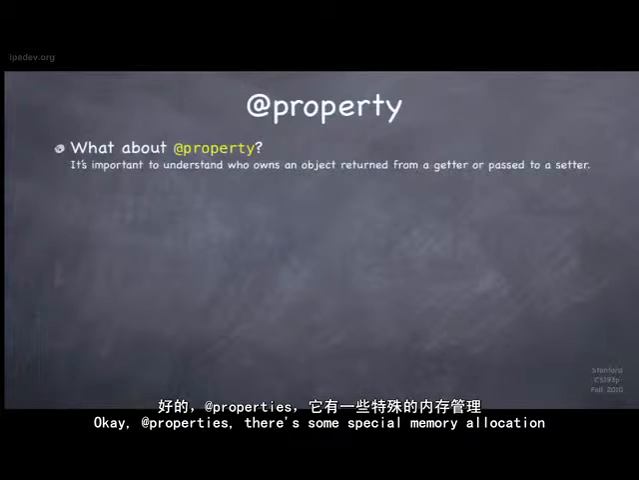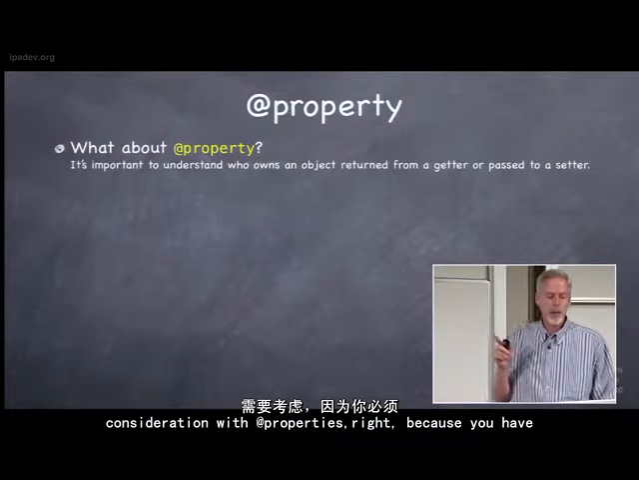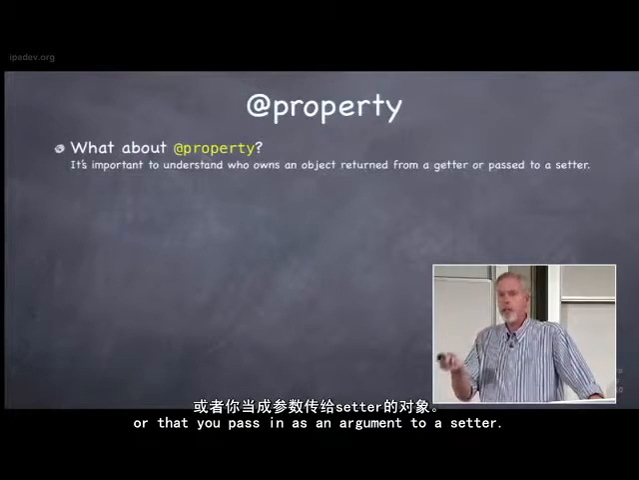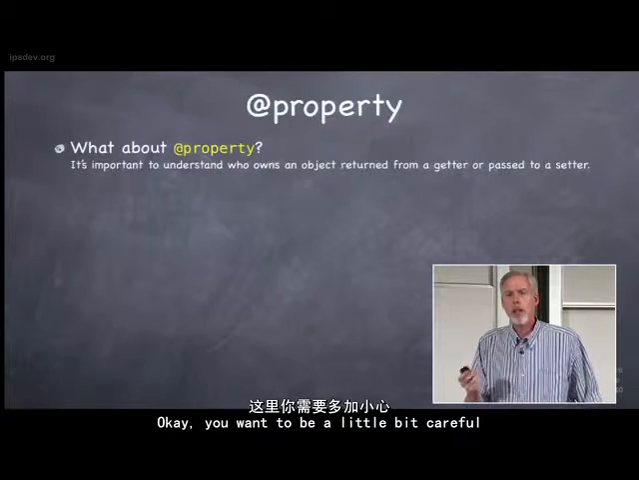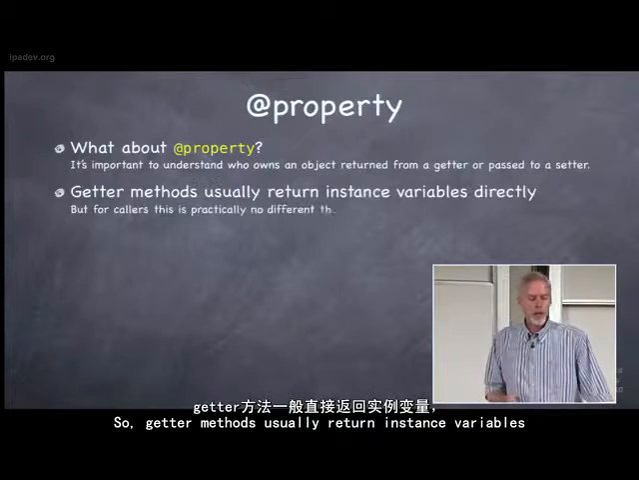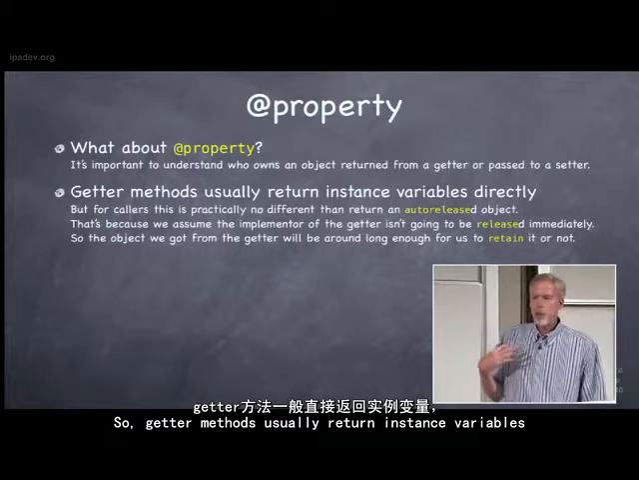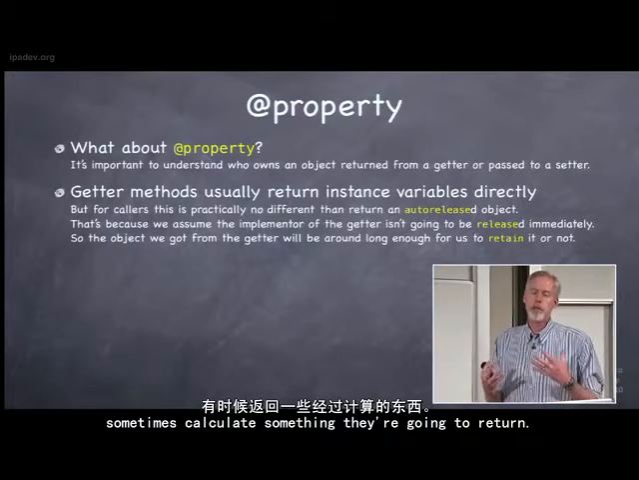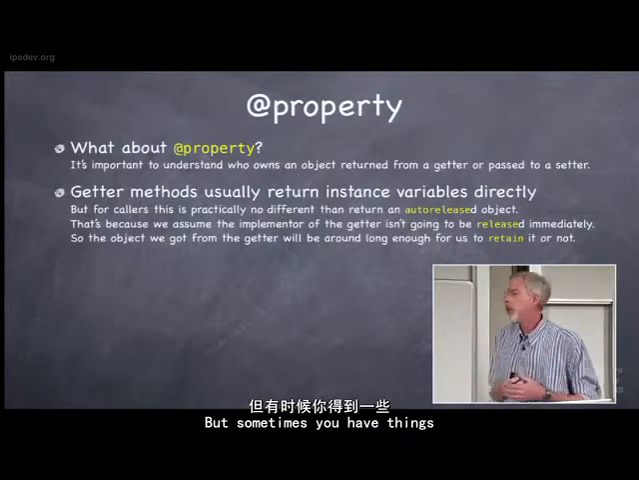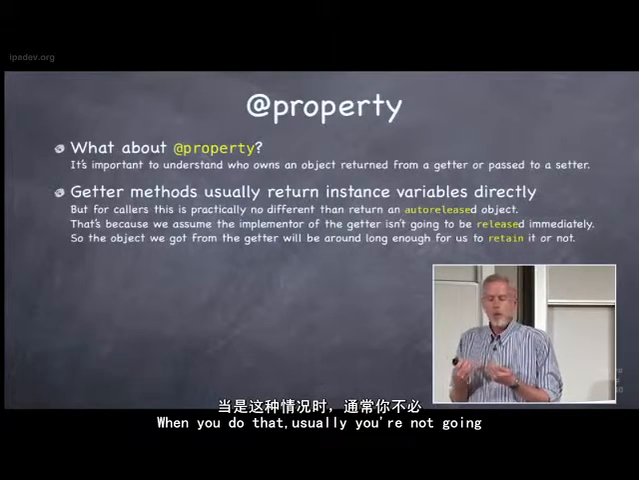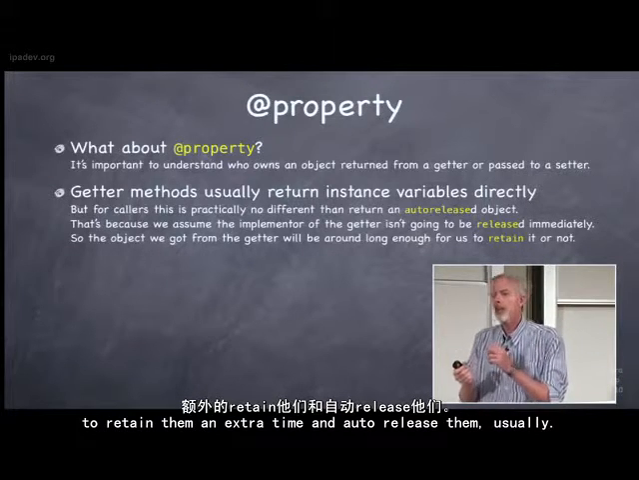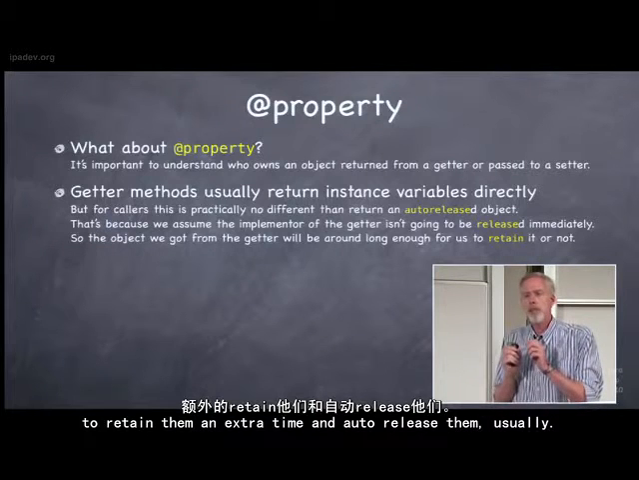Okay, @ properties. There are some special memory allocation considerations with @ properties, because you have to understand who owns an object that's returned from a getter that you pass in as an argument to a setter. You want to be a little bit careful about who owns this. Getter methods usually return instance variables directly. Not always; especially read-only getter methods sometimes calculate something they're going to return. But sometimes they return things directly. When you do that, usually you're not going to retain them an extra time and autorelease them. Usually. Sometimes you might, though.